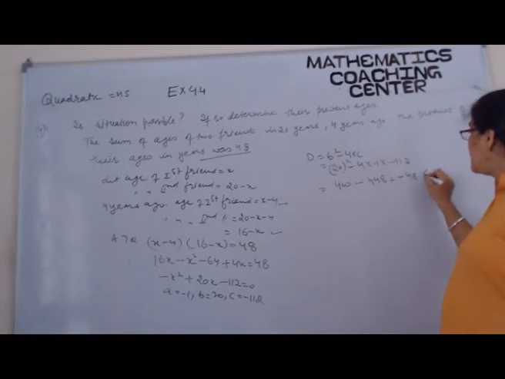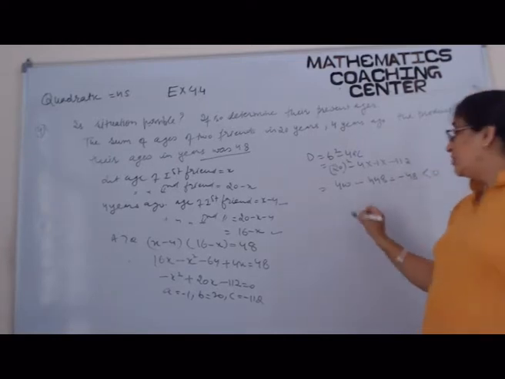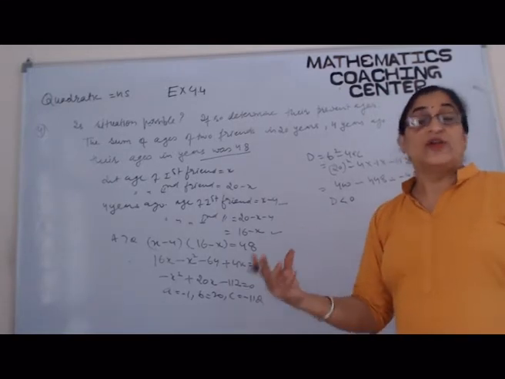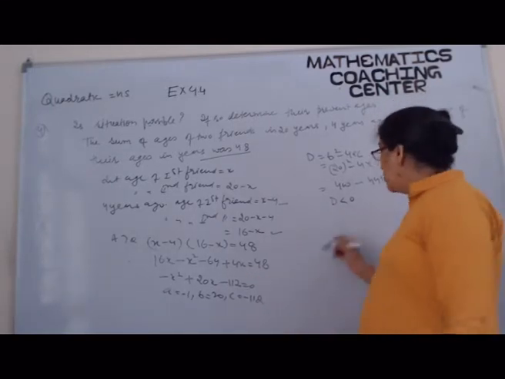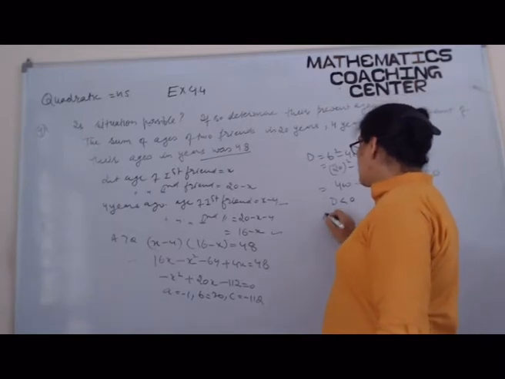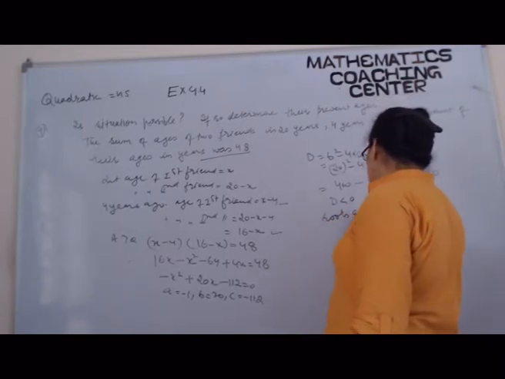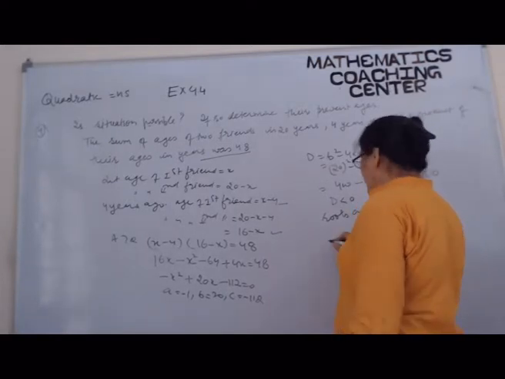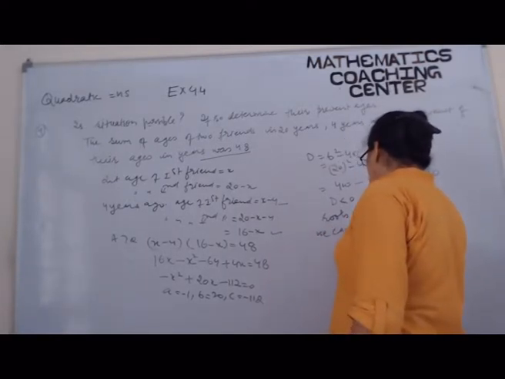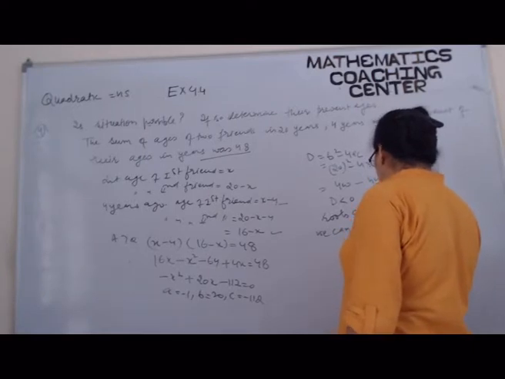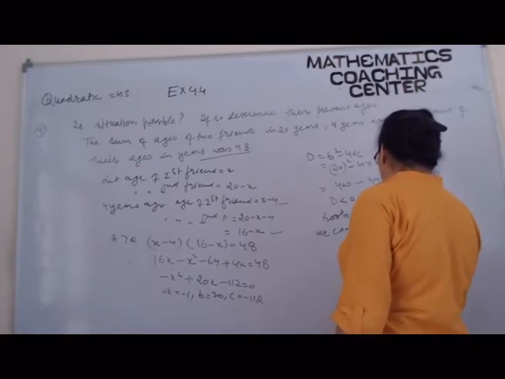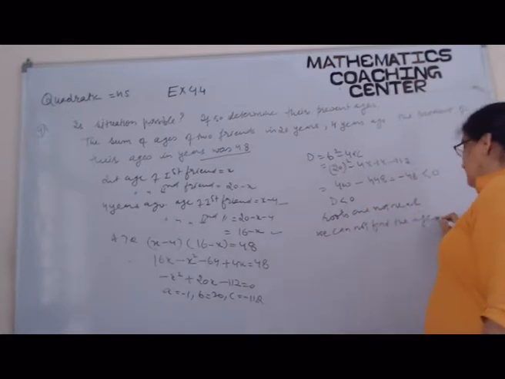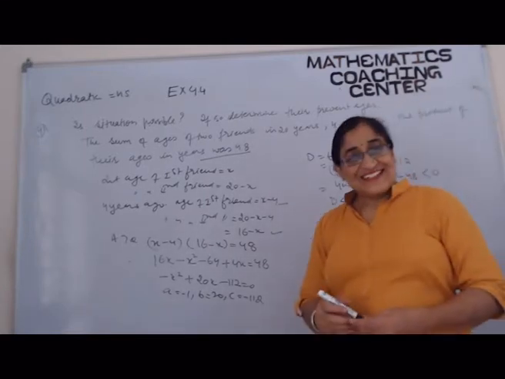Now minus 48 is less than 0. D is less than 0. Roots are not real. We cannot find them. So D is less than 0, roots are not real, so we cannot find the a's. I think you understand this.